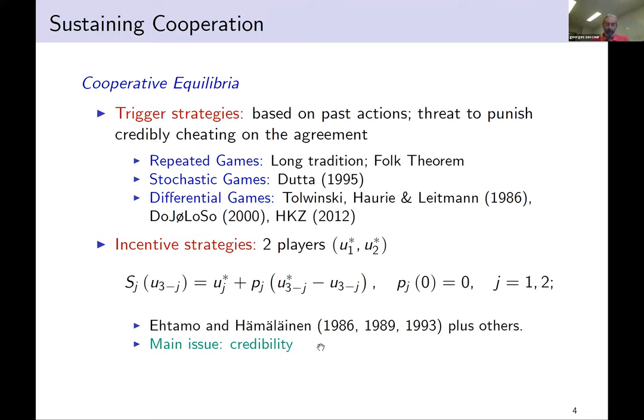This has been developed by two game theorists from Finland in the 80s and early 90s. This is an interesting framework. However, we have two issues here. One is that it cannot be generalized to more than two players. I have been trying to do this for a long time and never was able to get any sensible result for n players. And also there is the issue of credibility, meaning that it may happen that although I am cheated by the other partner, I still find it optimal to implement my cooperative part of the agreement. It means that the other player will not believe that I will punish him.